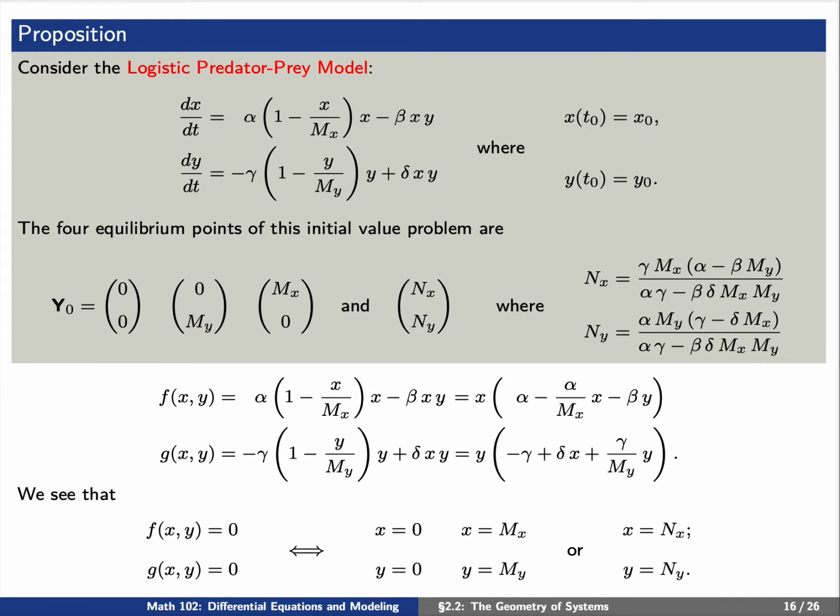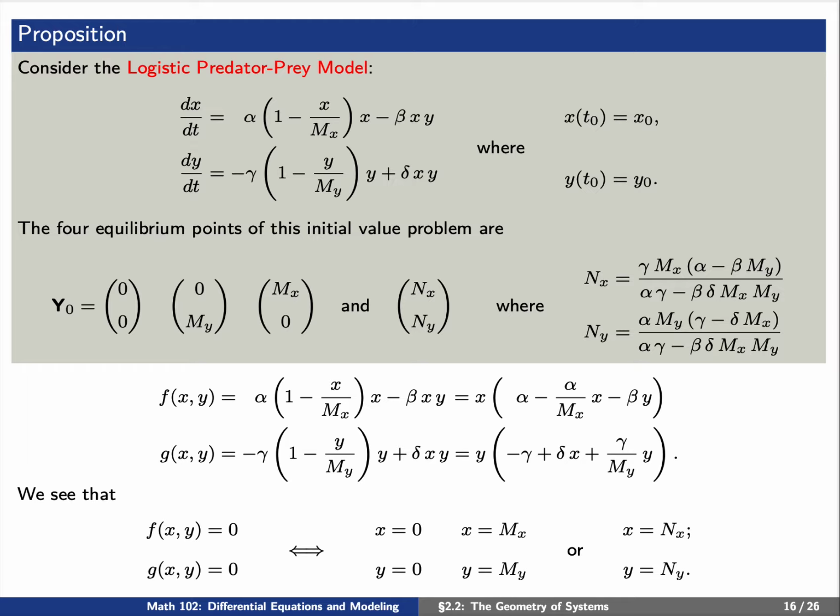If we want to set f and g equal to 0 simultaneously, we have a few cases to consider. For f, first let's say what if x equals 0. If we plug this into the expression for g, then we find two values for y, namely y equals 0 and y equals m sub y. These are 2 points. Similarly, for g, what if y equals 0? If we plug this into the expression for f, then we find that there are two values for x, namely x equals 0 and x equals m sub x. So these are 2 more points for capital Y sub 0 for our equilibrium.